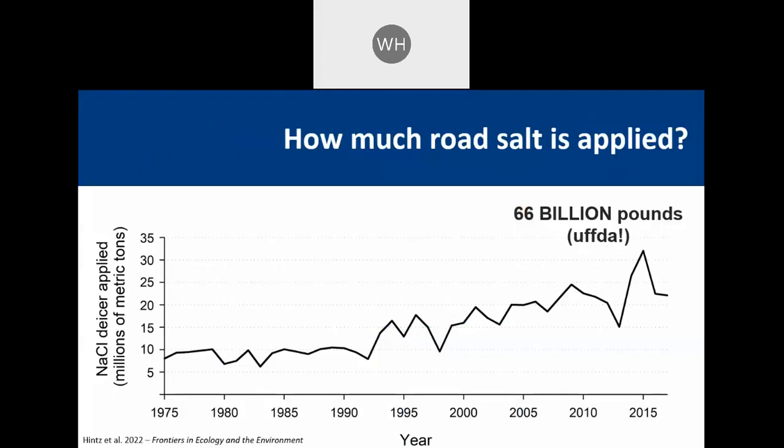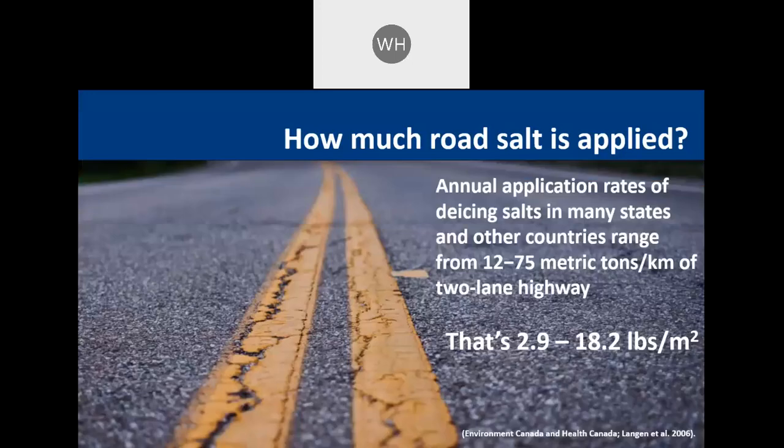When we think about how much road salt is applied, it can be a lot. From 1975 to about 2017, the amount of just sodium chloride, rock salt essentially, or halite, used as a road deicer, in some years, with severe winter weather and longer winters, about 66 billion pounds of just NaCl can be applied on our roads. I'm originally from Minnesota, so I like to use the proverbial term uff da. That's a lot of salt that will eventually wash into our groundwaters, our surface waters, our streams, our lakes, and our wetlands.